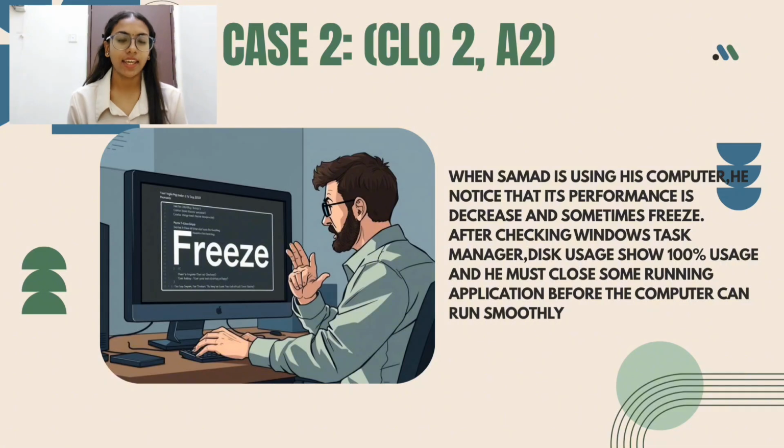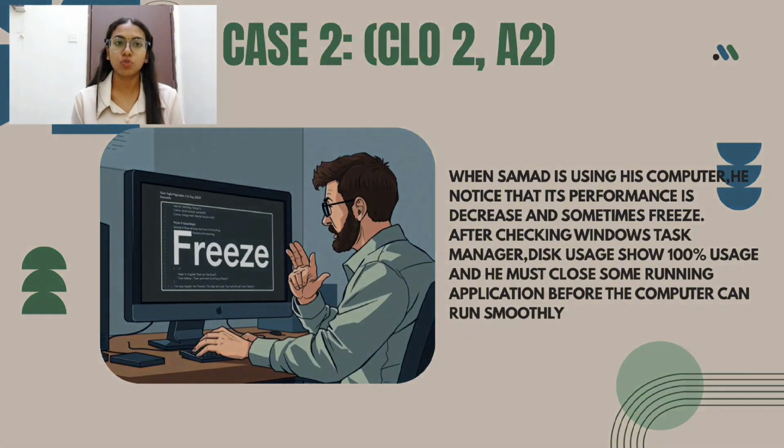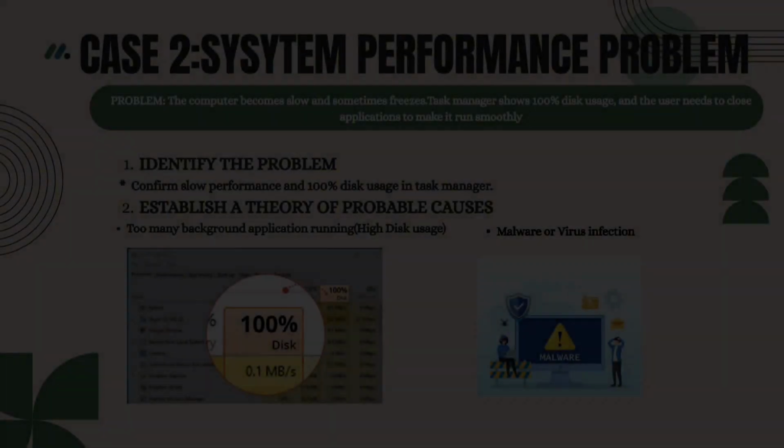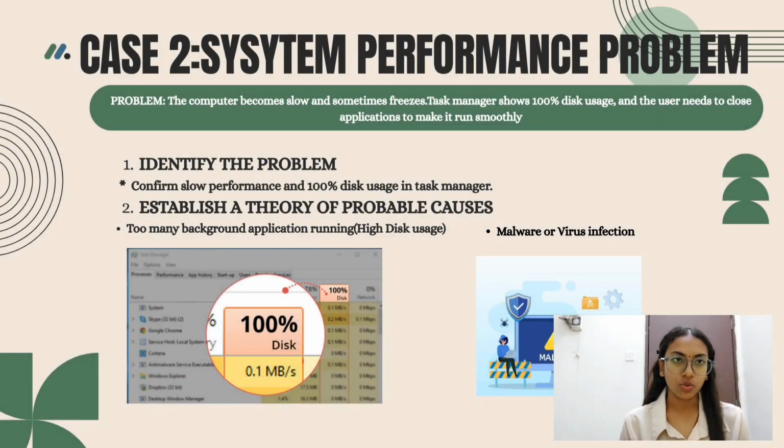Now, for the second case, the situation is when someone is using his computer, he noticed that its performance has decreased and sometimes freezes. After checking Windows Task Manager, disk usage shows 100% usage and he must close some running applications before the computer can run smoothly. In case 2, it shows that there is a system performance problem.